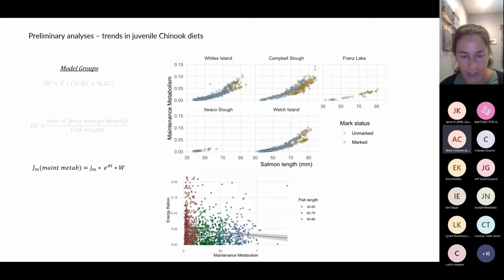And then just one more plot, I've plotted maintenance metabolism with energy rations, since we can look at both when we have the salmon diet. There isn't really a sharp decrease as maintenance metabolism increases, but as you can see, the smallest fork length fish have the lowest maintenance metabolism and in general higher energy ration values. So at some point it may become advantageous for fish, when they're growing and not able to maintain their energy ration values, to leave the system.